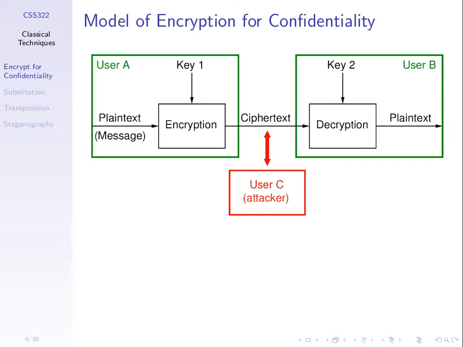So we need to look at what algorithms satisfy these properties such that this will work. The properties are such that decryption of the ciphertext produces the original plain text, and it will only be possible if we use the key. Without the key, we cannot decrypt. And key 1 and key 2 are related.